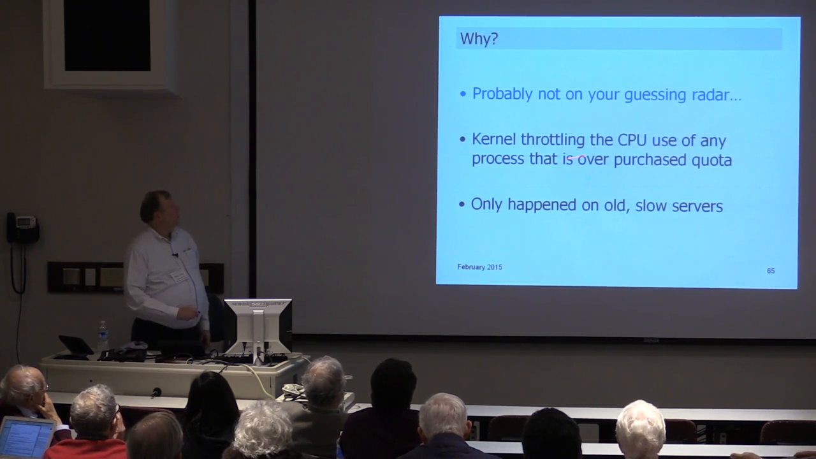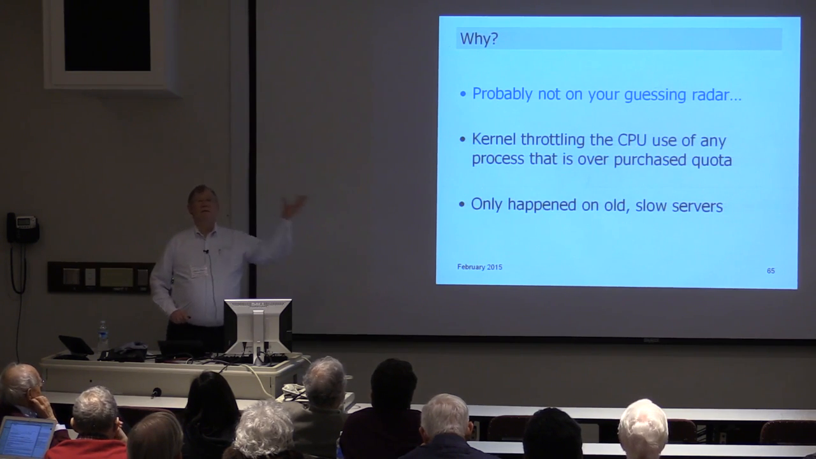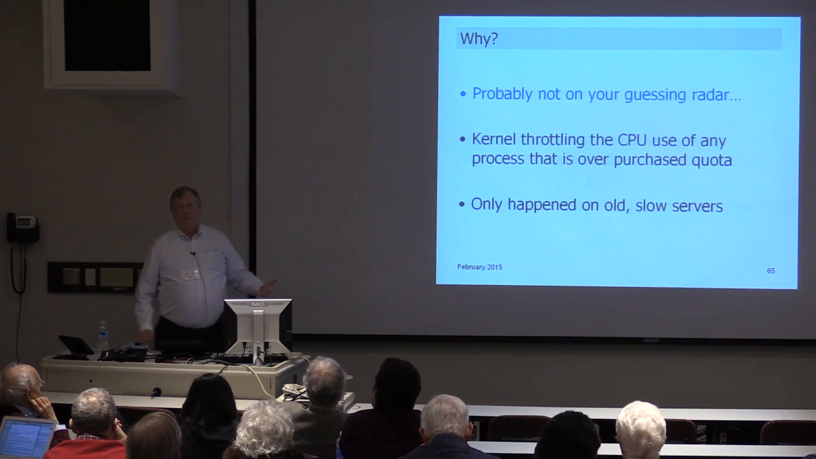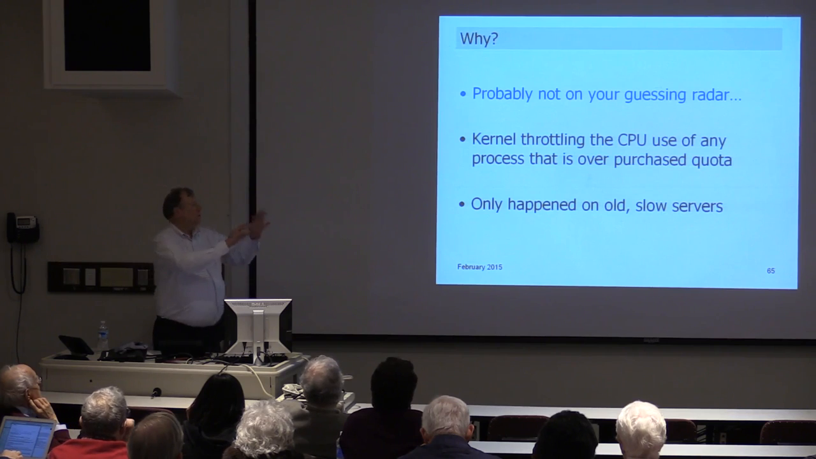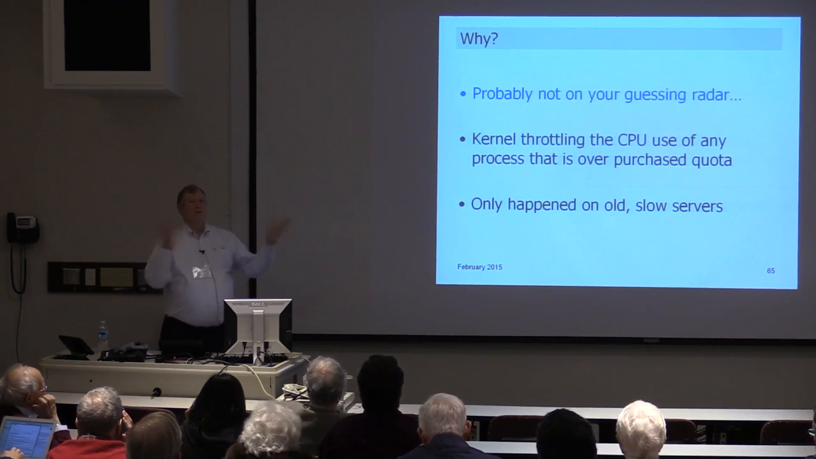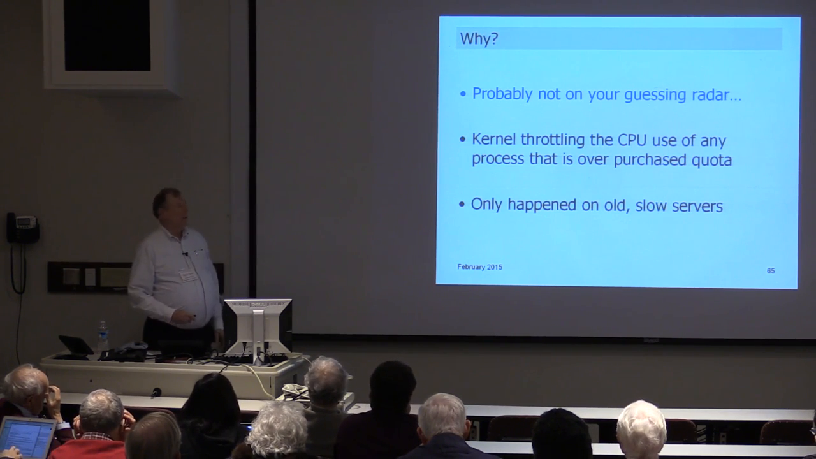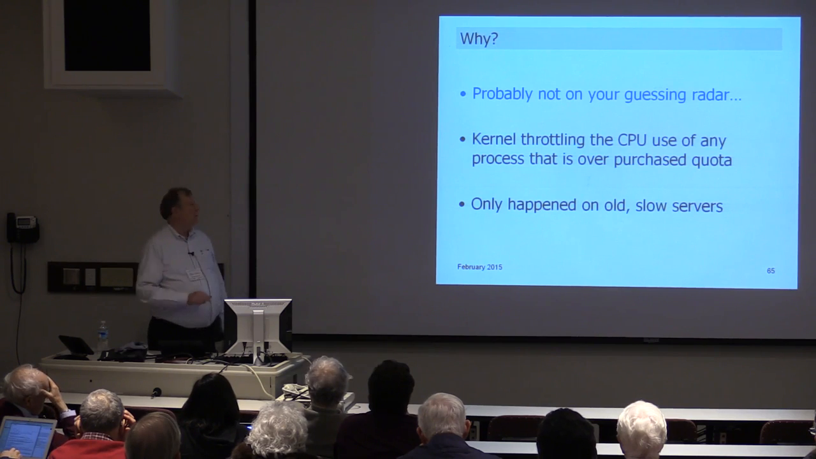Oh, the kernel was throttling the CPU because it's using more time than it bought, using internal accounting. So this particular process, i.e. the disk server process, was using too much CPU time. And so the kernel, to protect all of the other programs running on that machine, says, oh, you're over your CPU allocation.